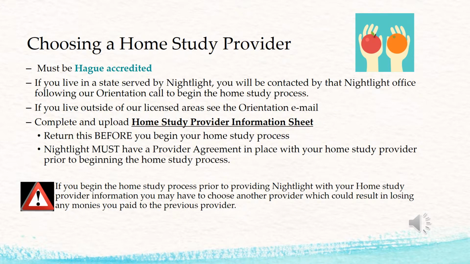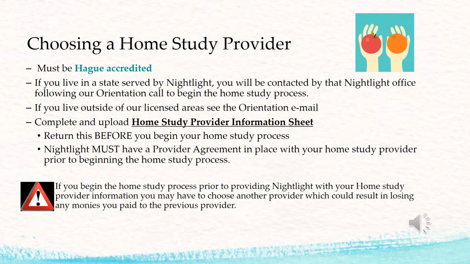Next, we will talk about choosing a home study provider. Nightlight is your placing agency for India. If you live in a state where we have an office, we will also be your home study agency. If you live outside of our service area, you must choose a Hague accredited home study provider. It is imperative under India rules and as a Nightlight requirement that your home study agency must be Hague accredited.